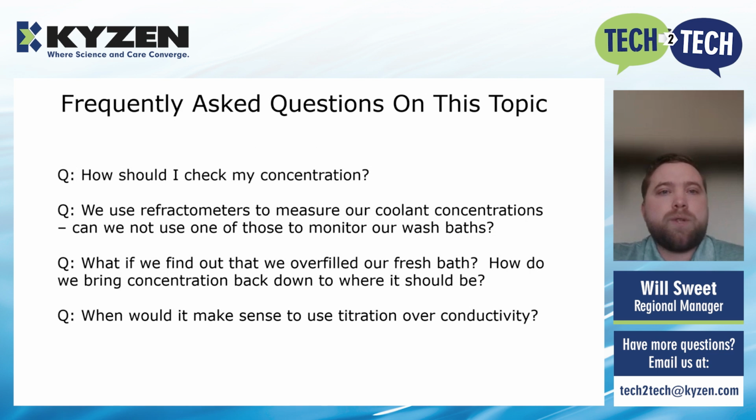And moving on to the frequently asked questions on this topic: how should I check my concentration? I alluded to this earlier, but there's a few different ways that you can do this. One way is with titration, or alkaline titration, and simply what that is is counting drops. You're counting the amount of drops that it takes for your sample to change color, and you're able to correlate that amount of drops with a % concentration.